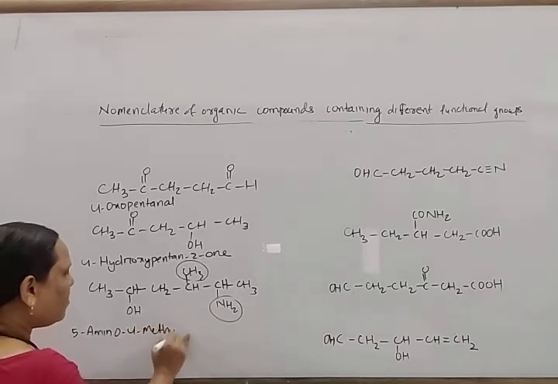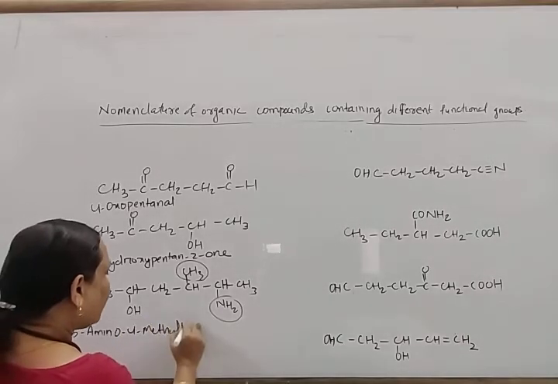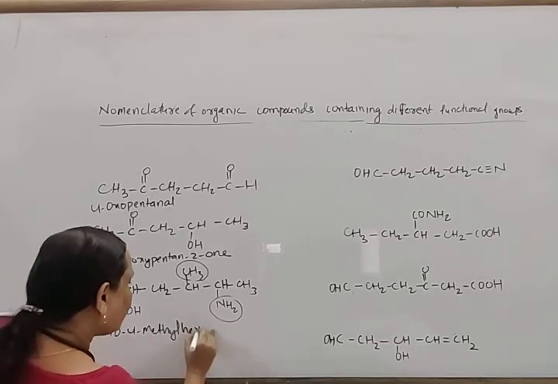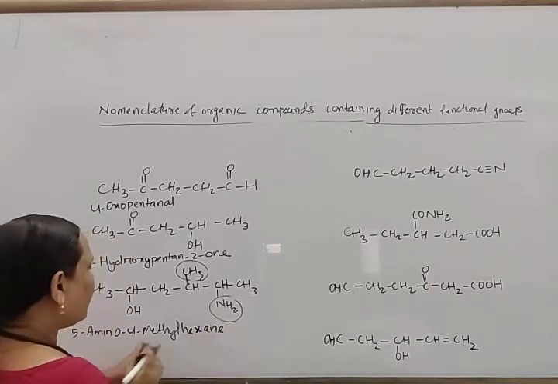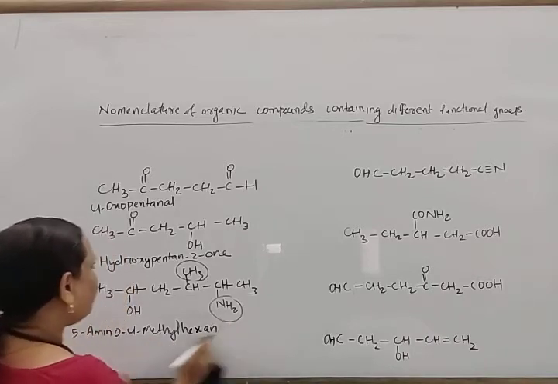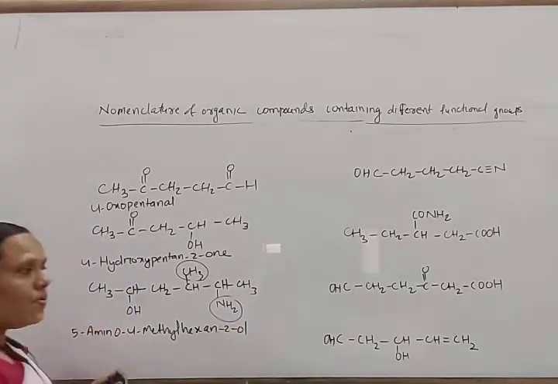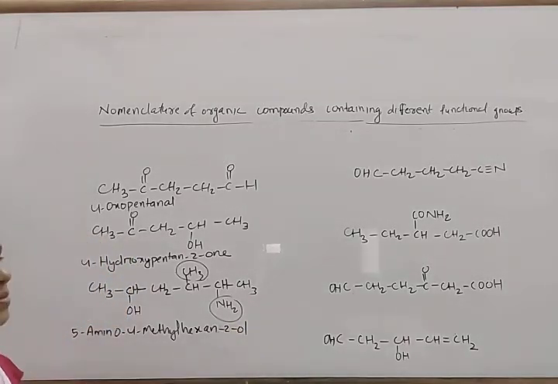4-methyl. Then hexane. So E is dropped here. A 2 position is there. Hexan-2-ol. This is the name of the compound.